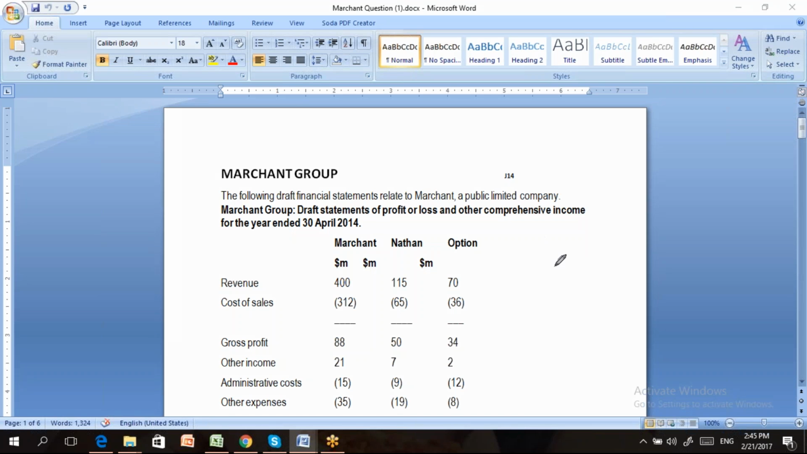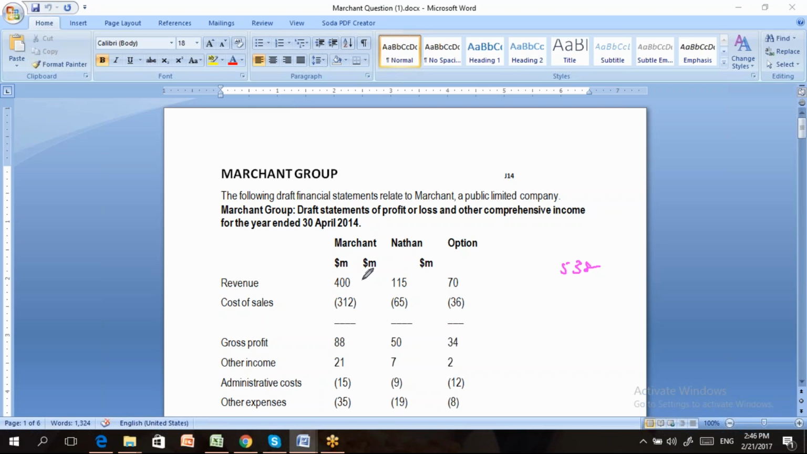Did you get that figure? 538. Yes, correct. 400 plus 115 plus 35 minus 12. Why are we taking 35? Because Option was a subsidiary only for half a year. Halfway through the year they sold a controlling interest, they sold a part of it, and after that it is no longer a subsidiary.